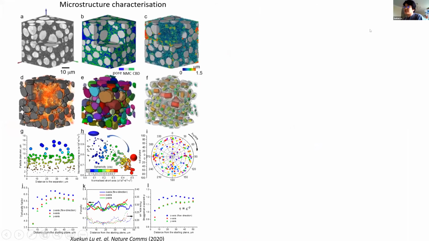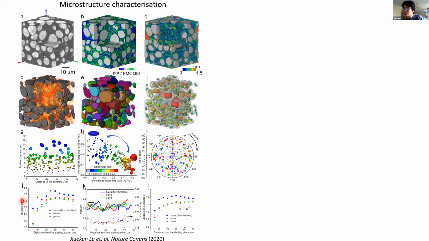So the first is the volume rendering of the grayscale data. Then we segmented it into three phases. The blue phase is pore, green is carbon, and the rest, the gray, is NMC or active material. This figure visualizes the pore size distribution in the cathode with the color map superimposed onto the pore phase. Then we can conduct the CFD simulation along the current flow direction and the other two directions as well.